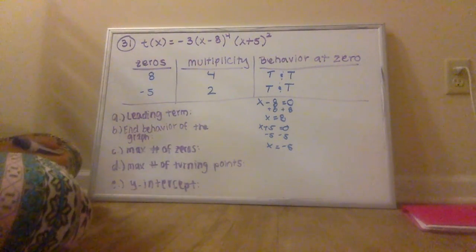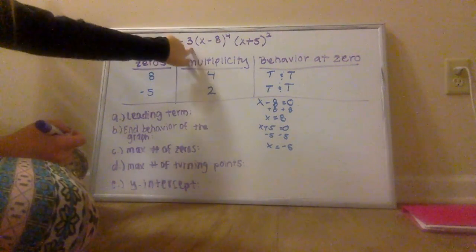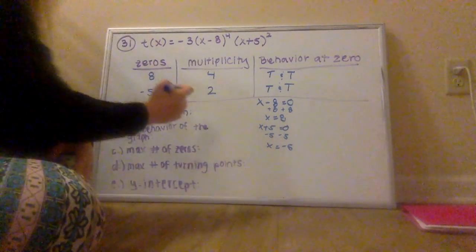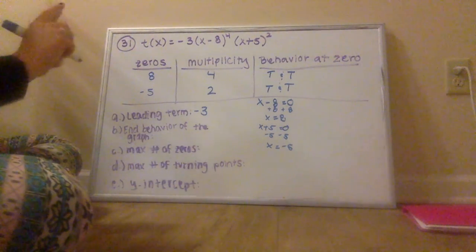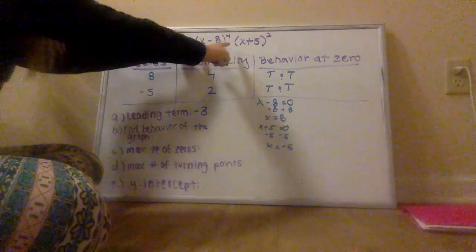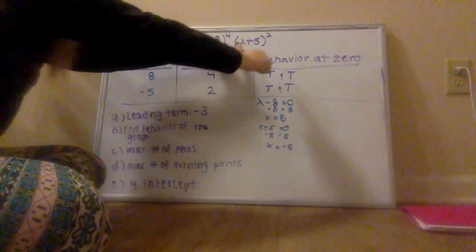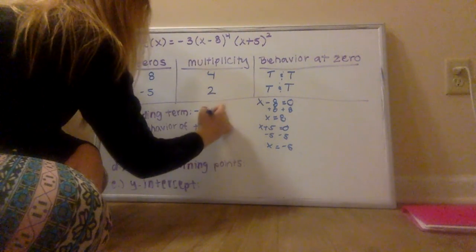Now it's asking for our leading term. Our leading term is not only going to be our leading coefficient, negative 3, but it's also going to be x to our power, that's all of our x's. Here we have x to the 4th, and we also have x squared, so we're going to add those together, so we have x to the 6th.